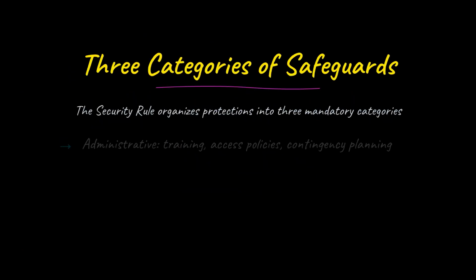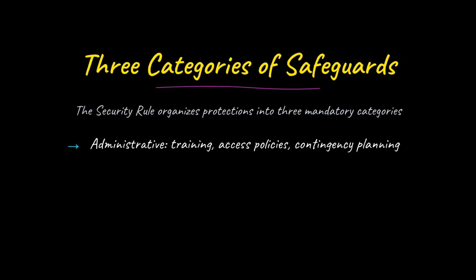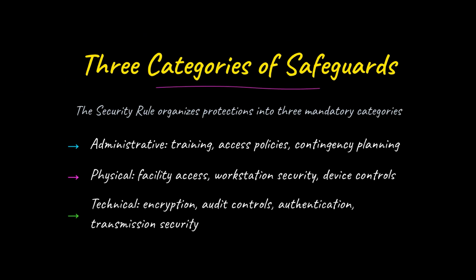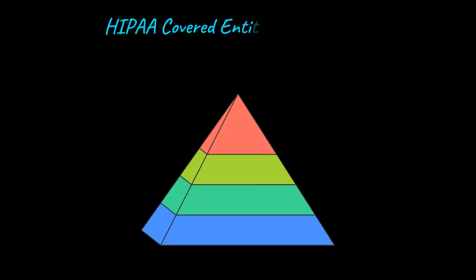The security rule divides required protections into three categories. Administrative safeguards cover policies and workforce training. Physical safeguards secure the spaces and devices that hold data. Technical safeguards protect the data itself through encryption, authentication, and audit controls.